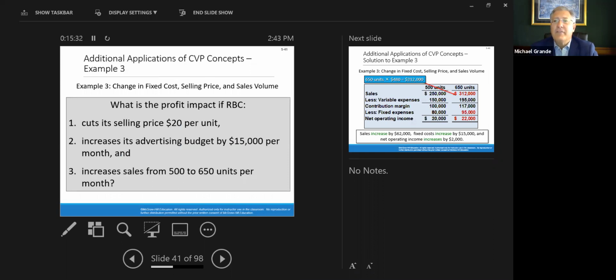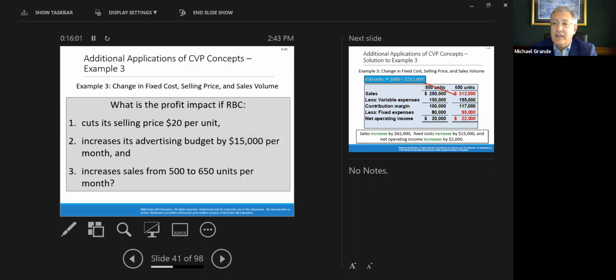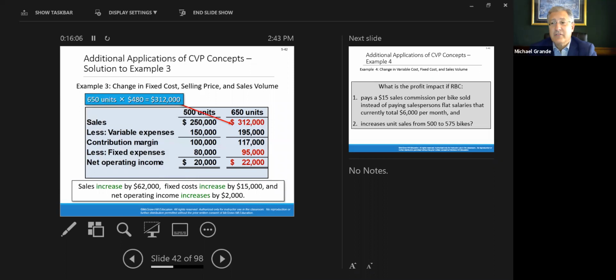What is the profit impact if RBC cuts its selling price by $20 per unit, increases its advertising budget by $15,000 per month, and increases sales from 500 to 650 units per month? You can see that we have the additional units, 650 units times $480 a unit, because it did what? It cut the sales price by $20 per unit. So it's no longer $500 a unit.